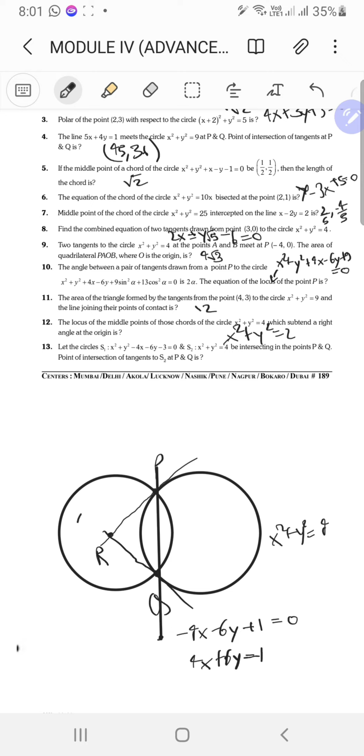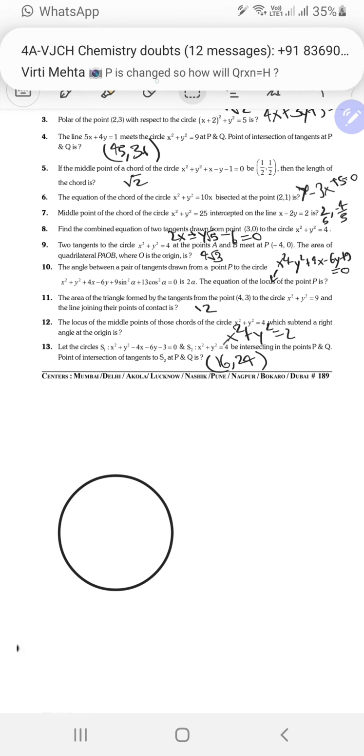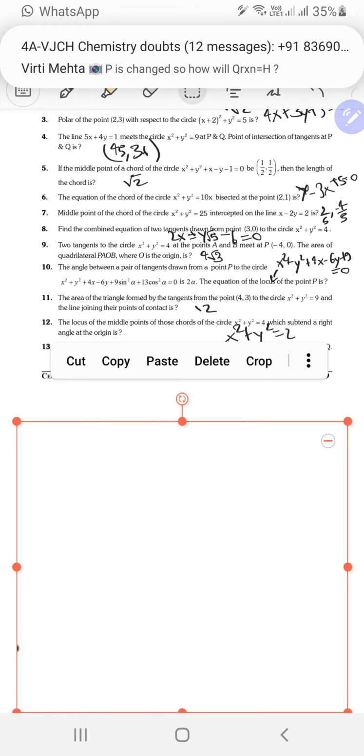So let the coordinates be (h, k). Then using T equals 0, we can find the equation of PQ, right? So that's going to be hx plus ky equal to 4. So let's compare. h upon 4 is equal to k upon 6 equal to 4 upon 1. So h equals 16, k equals 24. So that should be it. It should be (16, 24). Yeah. Okay, let's delete this. Next question.